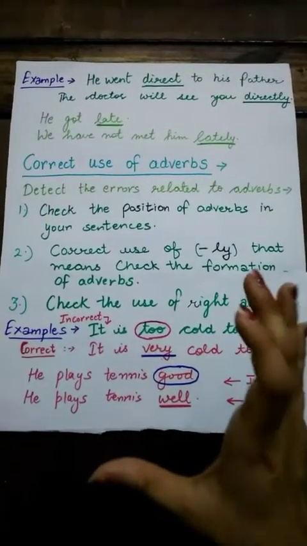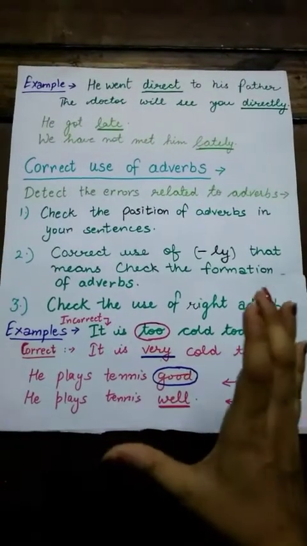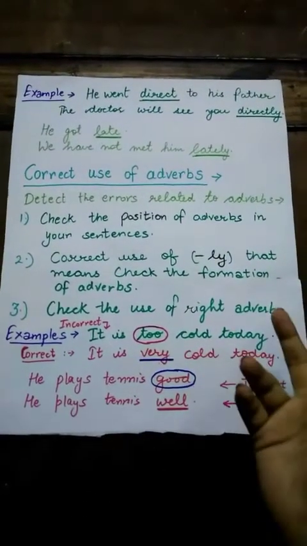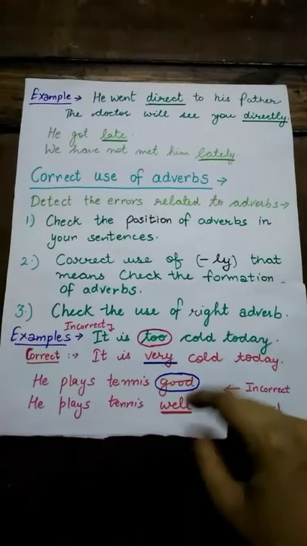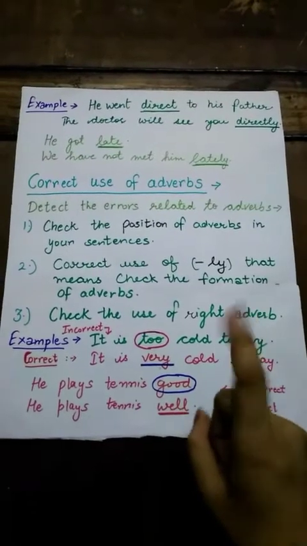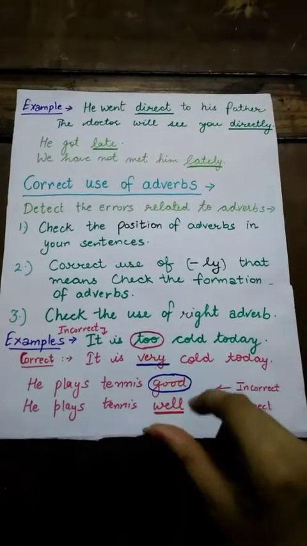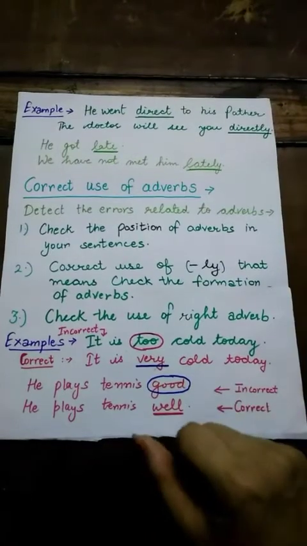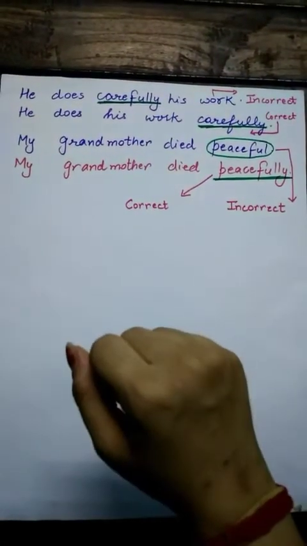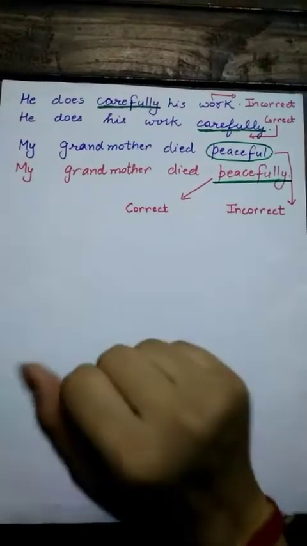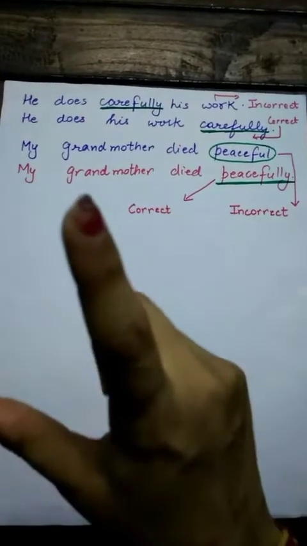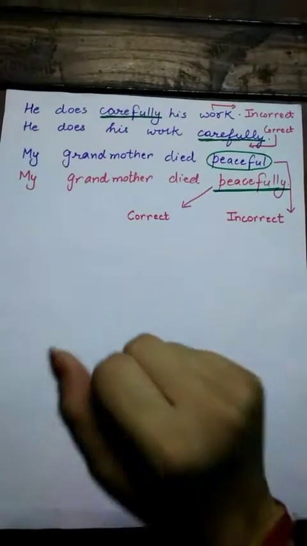Now let's talk about the other example. He plays tennis good. Now the correct sentence is he plays tennis well. Now you will ask, why do we replace good with well? It is because we never use good as an adverb. Instead of that, we will use well in our sentence. Now let's discuss a few more examples. He does carefully his work. Now the correct sentence is he does his work carefully.